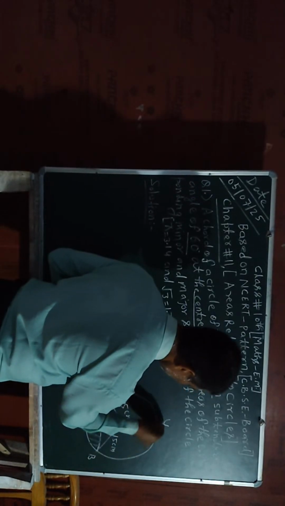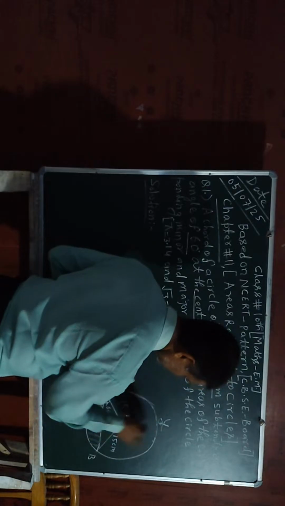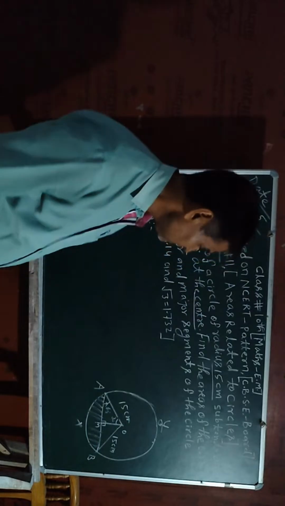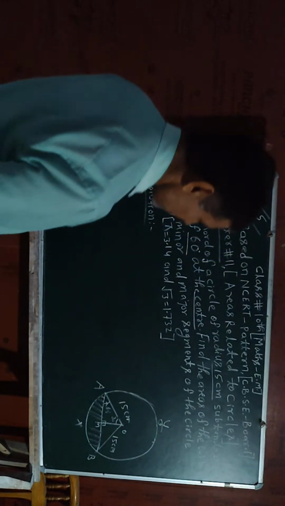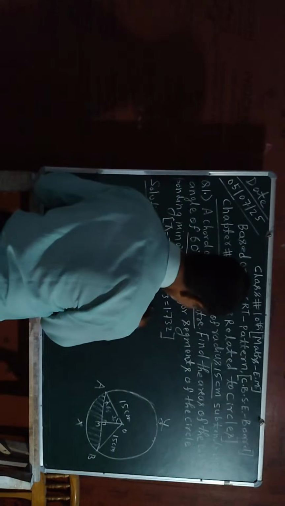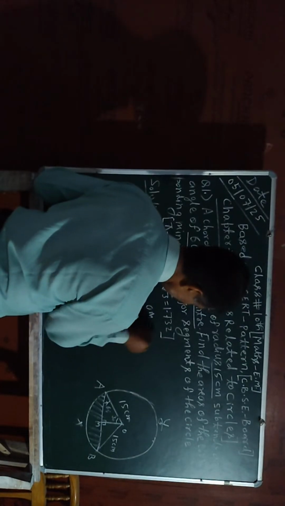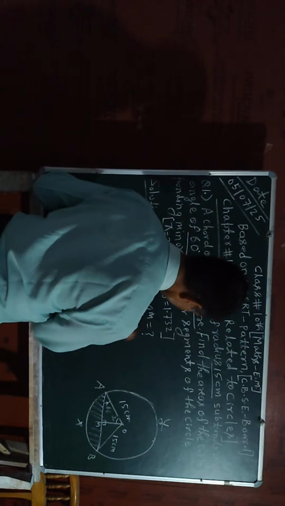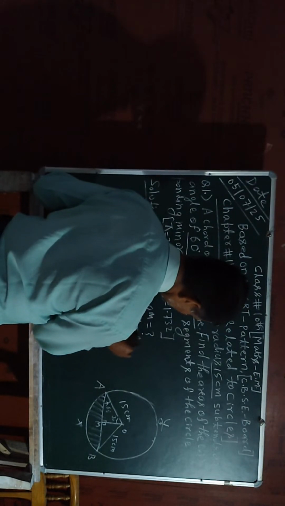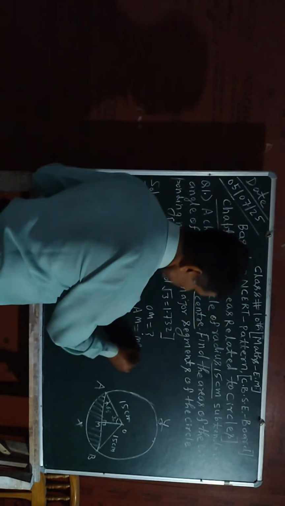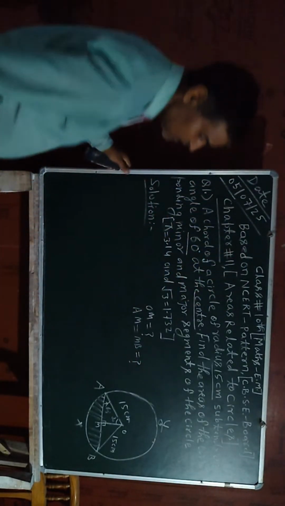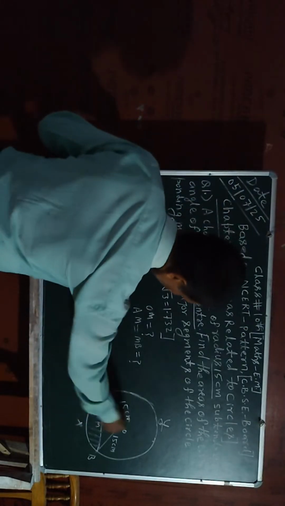So AYB will be the major segment of the circle, and AXB will be the minor segment of the circle. Okay. Now further I have to get the length of OM. We have to get this value, and then I will also get the value of AM, which is equal to MB. Now I am going to consider right angle triangle AMO.